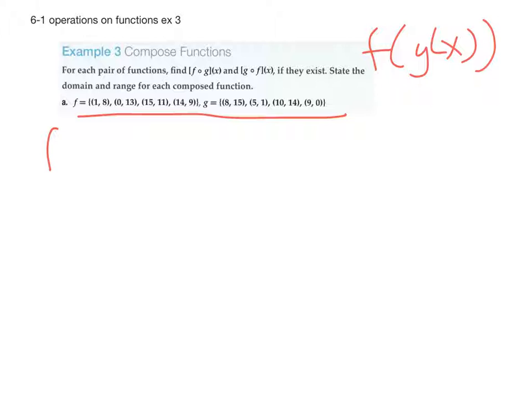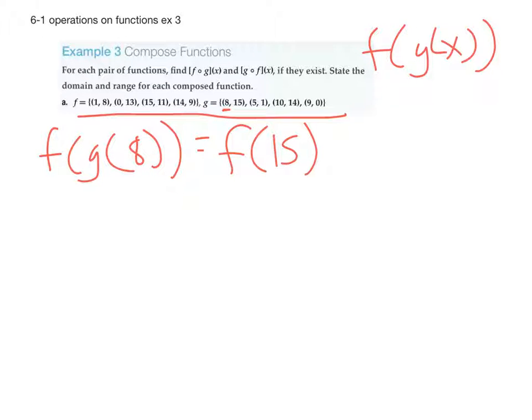So here's the first step. We have f of g, and the first x coordinate is 8. So I'm going to put the 8. Now, if you look at g of 8, we get 15. So this whole part becomes the 15. Then if you look at the other function, where f is 15, right here, that equals 11. So the first composition gives 11.